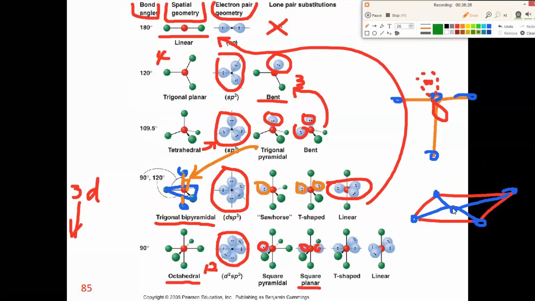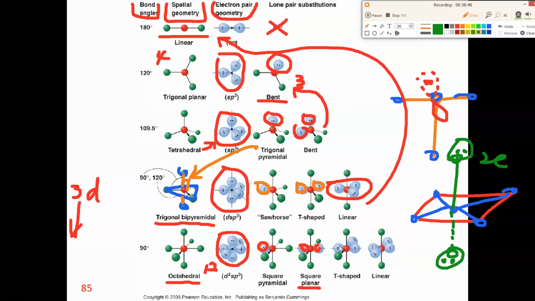You're going to have another one on top. Another atom. This becomes a lone pair. It's a lone pair, 2 electrons, a lone pair. 1 lone pair on top, 1 lone pair on bottom. So the center becomes square planar.